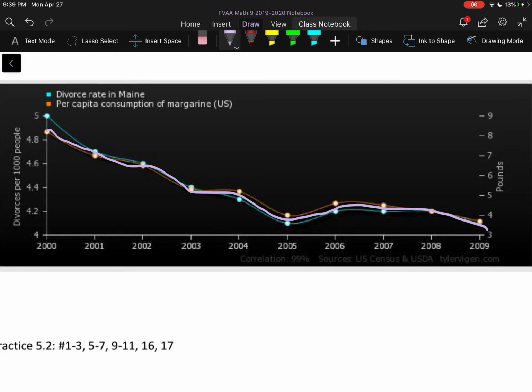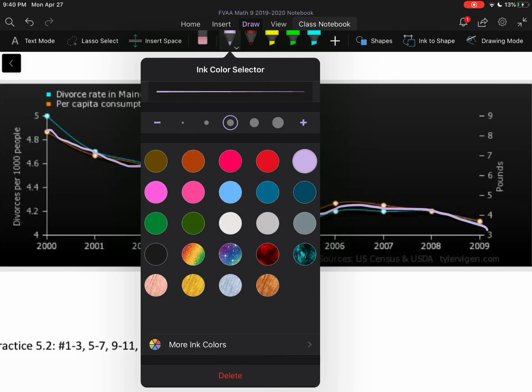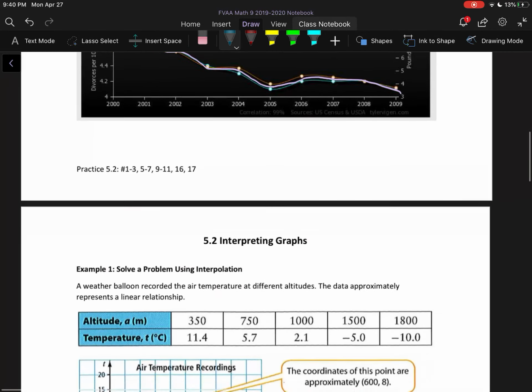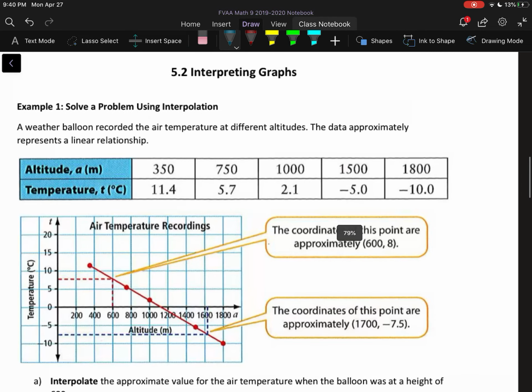But this is something that people using graphs and data do all the time, right? And so it's important to understand how to read graphs and how to make sense of them, and that's what we're going to be trying to dive deeper into today. Let's take a look at an example.